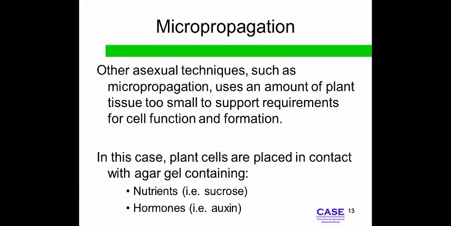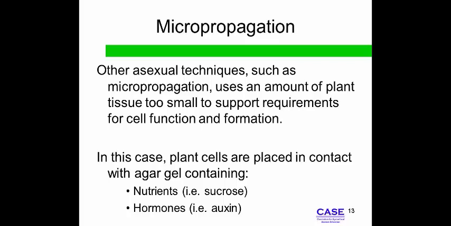Another method of asexual propagation is micropropagation. Micropropagation uses a minute portion of plant tissue, typically meristematic tissue, that most likely does not contain enough nutrients or hormones to support cell multiplication and formation. During micropropagation, specialized nutrient agar provides water and nutrients to encourage cell multiplication.